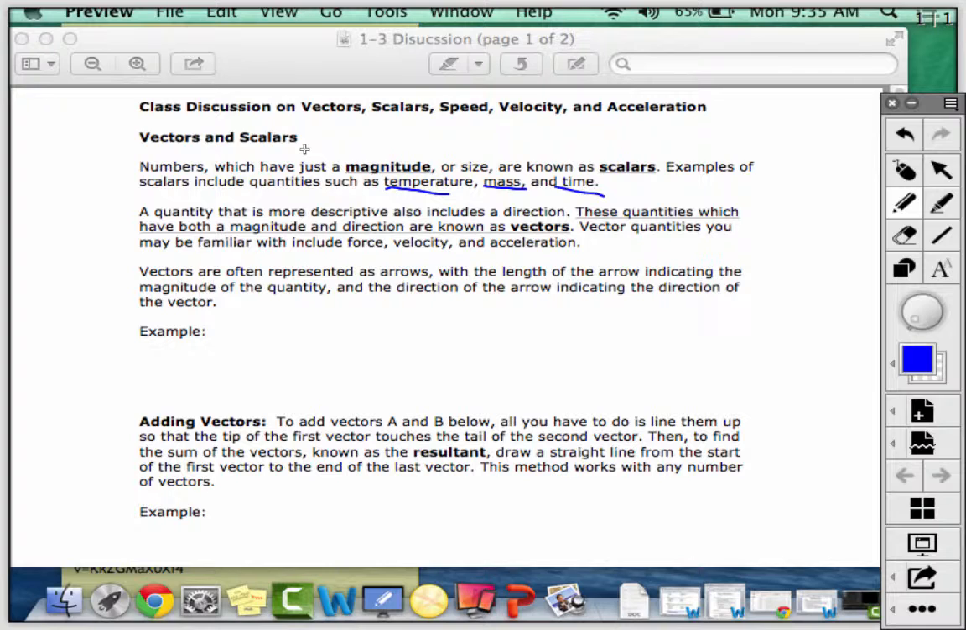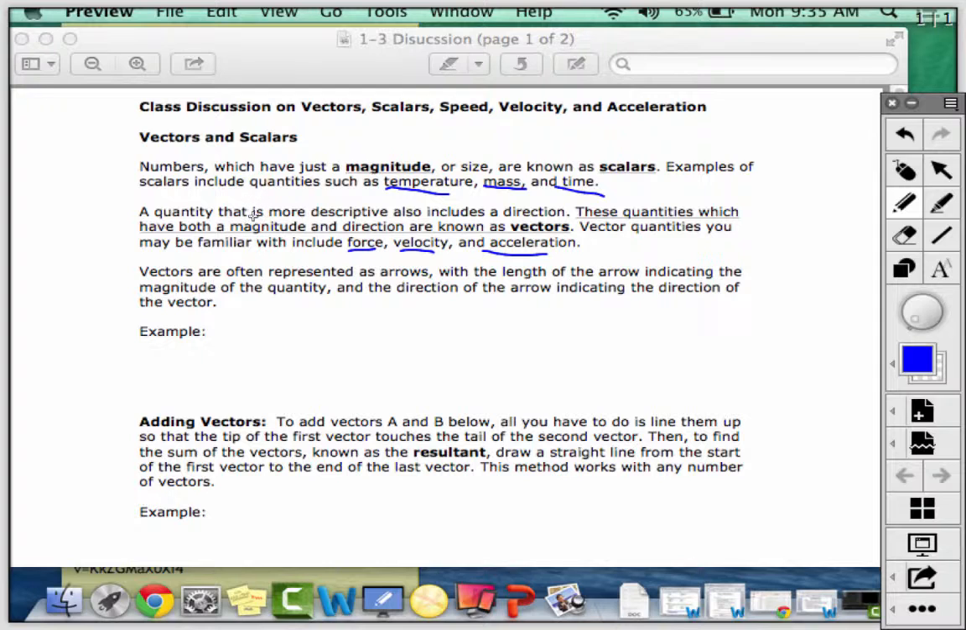On the other hand, a vector is something that has a direction and a number associated with it. So things that you would see in this class would be stuff like force, which we haven't talked about yet, but we will. Velocity, acceleration, displacement would also be vectors. So anything that has a number and a direction associated with it would be considered a vector.